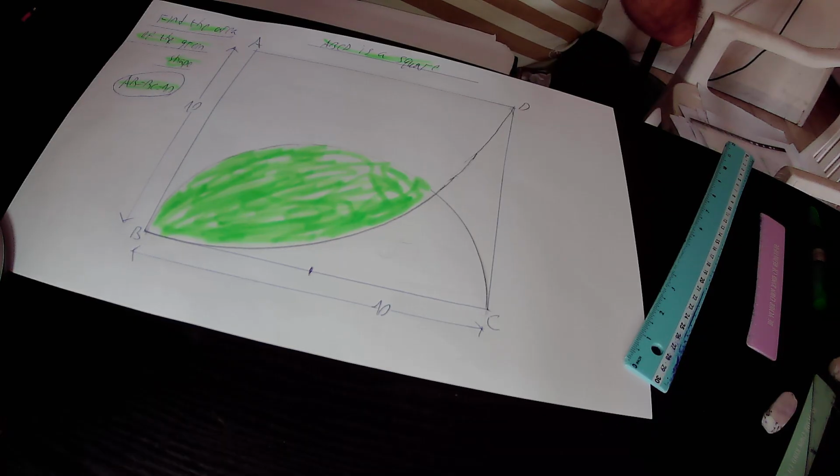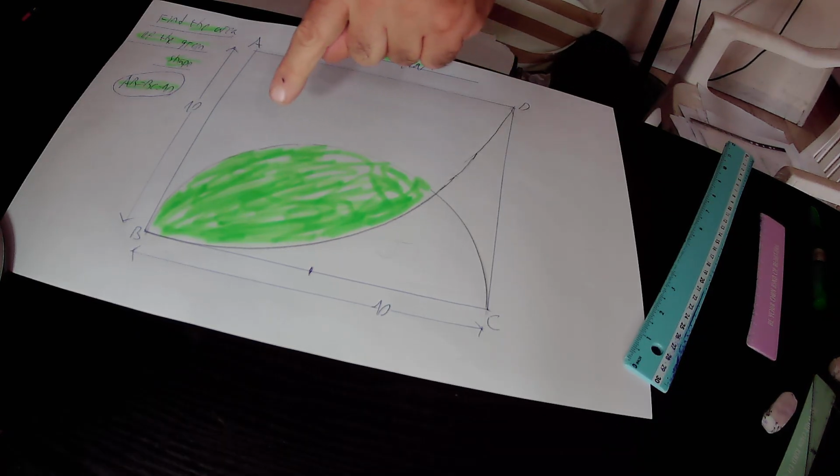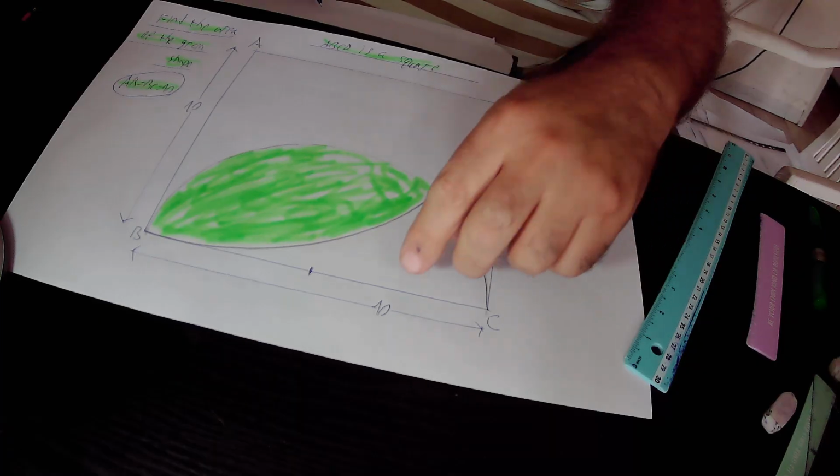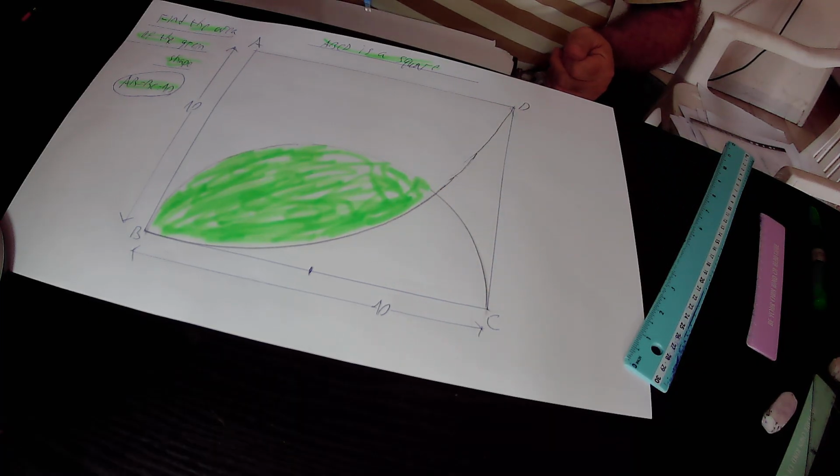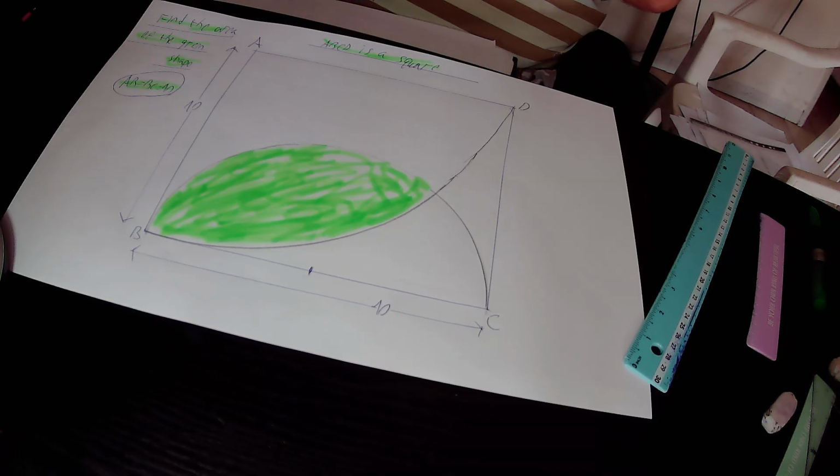In the second question, our task is to find the area of this green shape. In the drawing, we have a square ABCD. We know that one side of square ABCD equals 10 units in length. Therefore, all the other sides also equal 10.